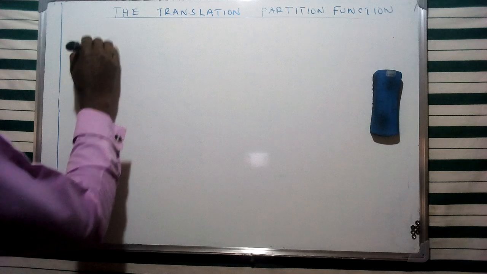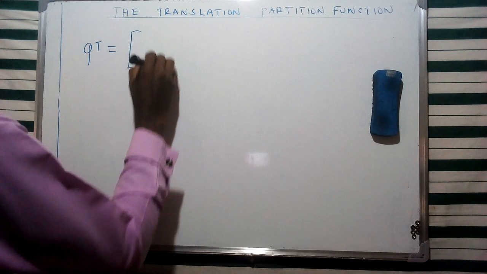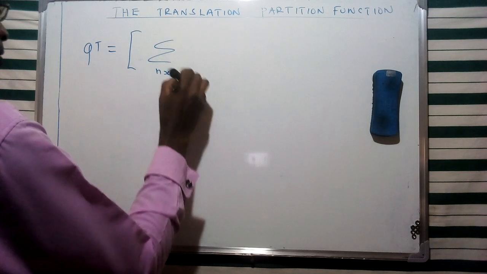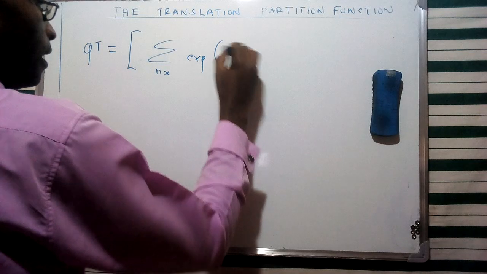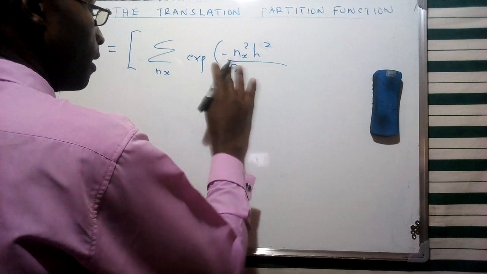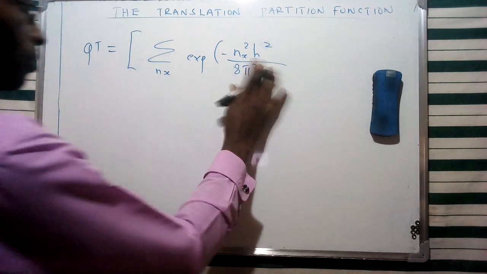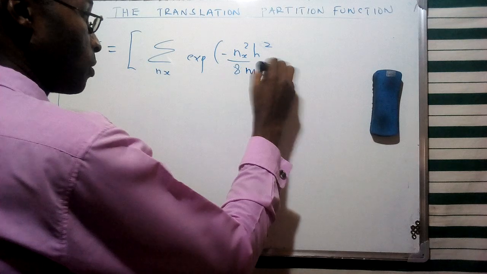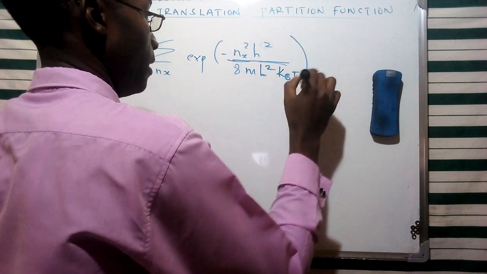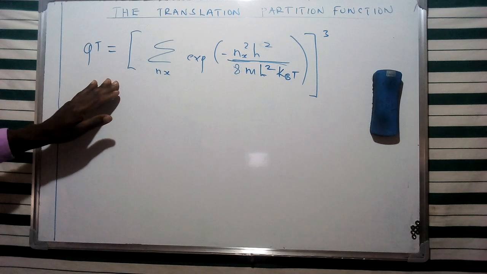Now, in our last discussion, we had said that basically we can represent the translation partition function of a monoatomic ideal gas, considering that this gas is confined within a cubed box, as the summation over nx of the exponent of negative nx squared h squared over 8 m L squared kBT, which gave us the particular equation for representing the partition function of this specific monoatomic ideal gas, a particle in a cube.